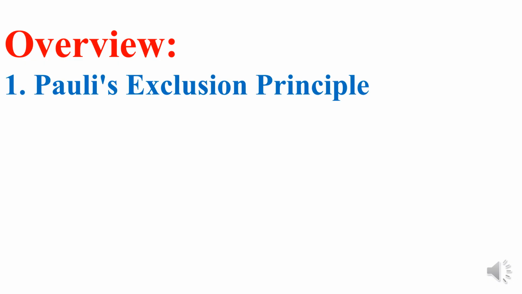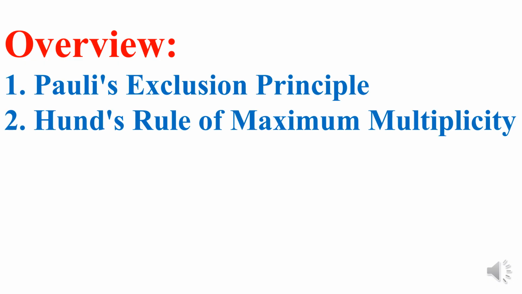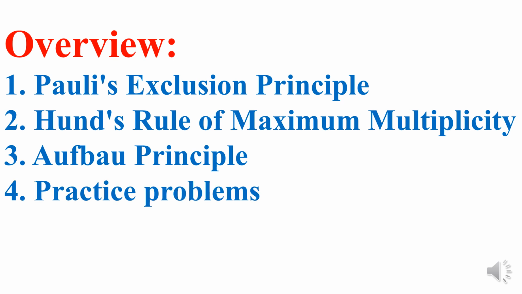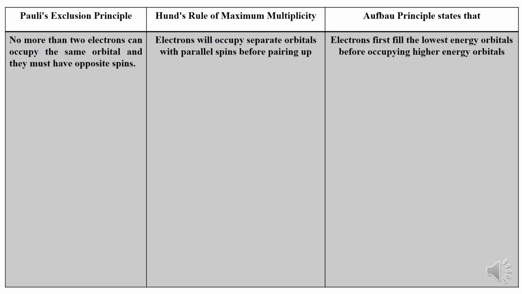Here's the overview of my presentation. I'll give a detailed explanation about Pauli's exclusion principle, Hund's rule of maximum multiplicity, and Aufbau principle with suitable examples. This will be followed by practice problems. And finally, I'll end the session with a summary. So one should be familiar with these three basic principles in order to understand the arrangement or distribution of electrons around the nucleus of an atom.